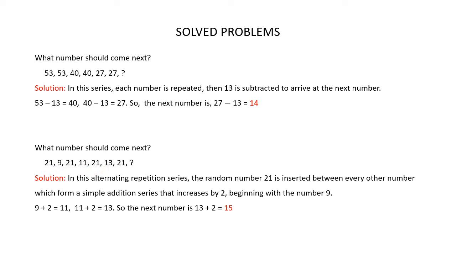When you look at the numbers 9, 11 and 13, you'll notice that 9 plus 2 is 11, 11 plus 2 is 13. So the next number will be 13 plus 2, which is 15. So 21 is inserted between 9, 11 and 13. 9 plus 2 is 11. 11 plus 2 is 13. So the next number will be 13 plus 2, which is 15. 15 is the number that will come after 21.